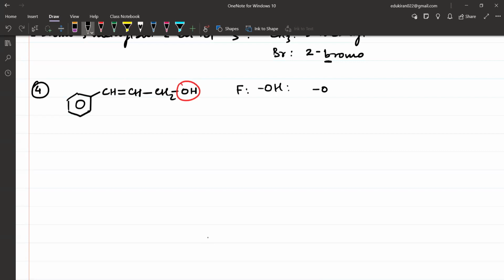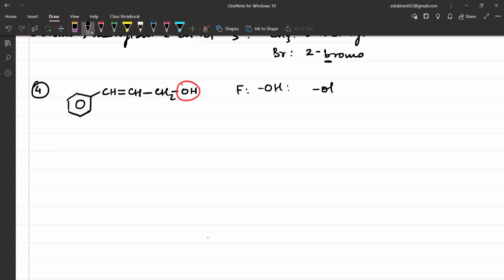Sir, will the answer be related to phenol? Not phenol, because phenol has a structure where the benzene ring is directly attached with OH. That is why I am doing this question. It's a bit tricky, but all the rules are valid.